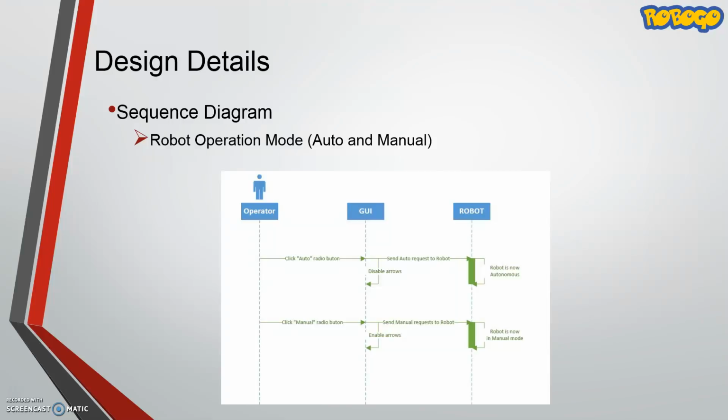So auto will send a request to the GUI, and it will tell the robot that you are going to the auto mode, and the robot will start moving by itself with all the pathfinding and all the values given to the robot, so that the robot will be able to function by itself and reach the destination.